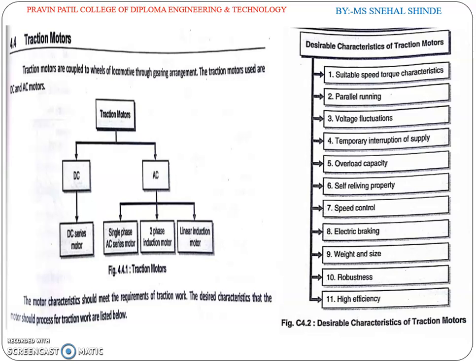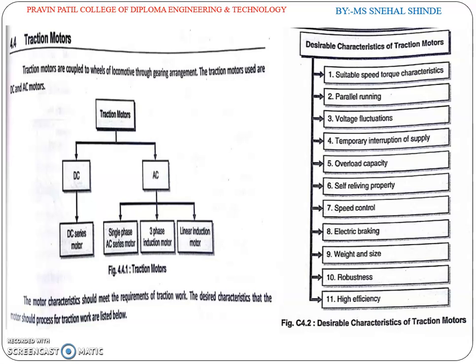The motor characteristics should meet the requirement of traction work. So the desired characteristics that the motor should possess for the traction work are listed. So the first is the suitable speed torque characteristics.